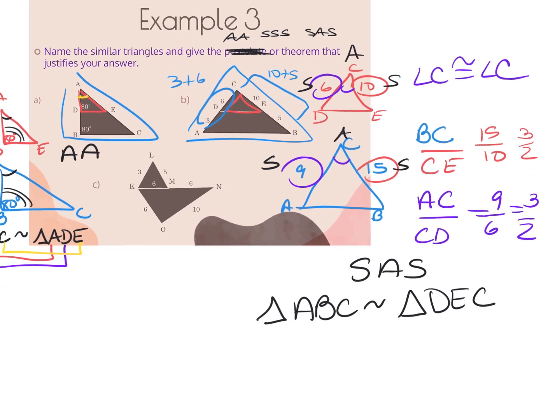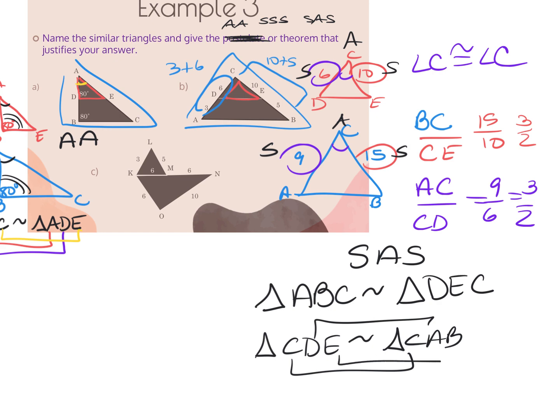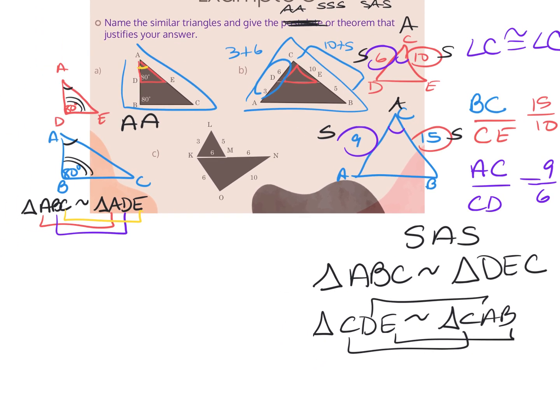If you would have preferred to put the smaller triangle, list those first. And again, the order doesn't matter as long as everything is in the right match. So for example, you could have said CDE similar to CAB because C and C match, A and D, and E and B. And then the last example, this little one here, the KLM.